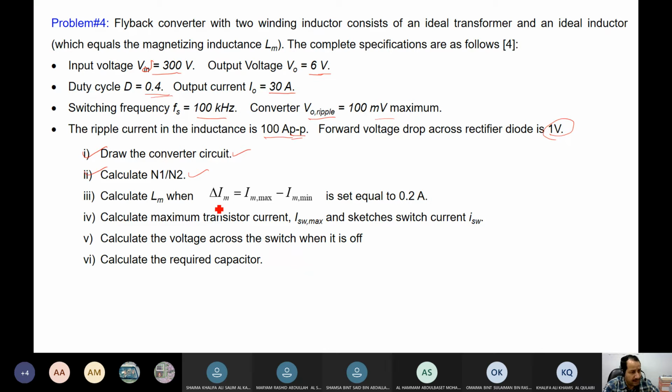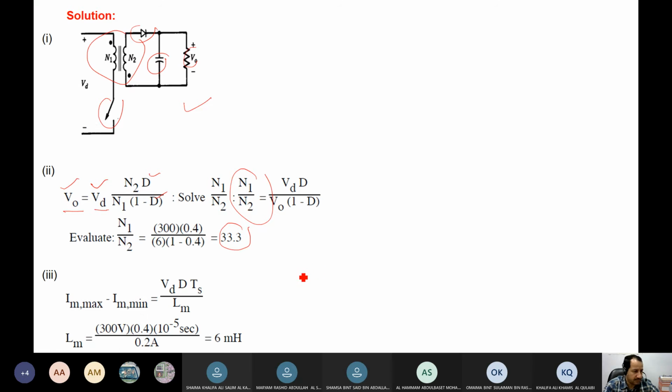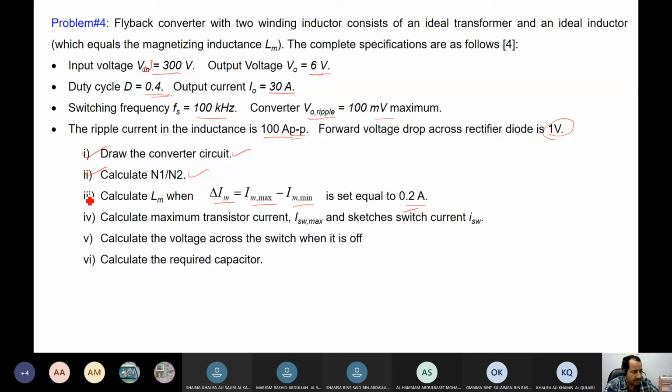Calculate LM when delta I M equal maximum minus minimum is equal to 0.2. He told me now make it 0.2 amp. Okay. Delta I equal 0.2, which is equal to, from principles of buck-boost converter, VD DTS over LM. Let me see. VD, I have it. D is given in the question. TS is 1 over Fs, which is given in the question. And this drop is 0.2. Also, he told me in the section. Then I can find the inductance. I got it. Just substitution, and then you got it.